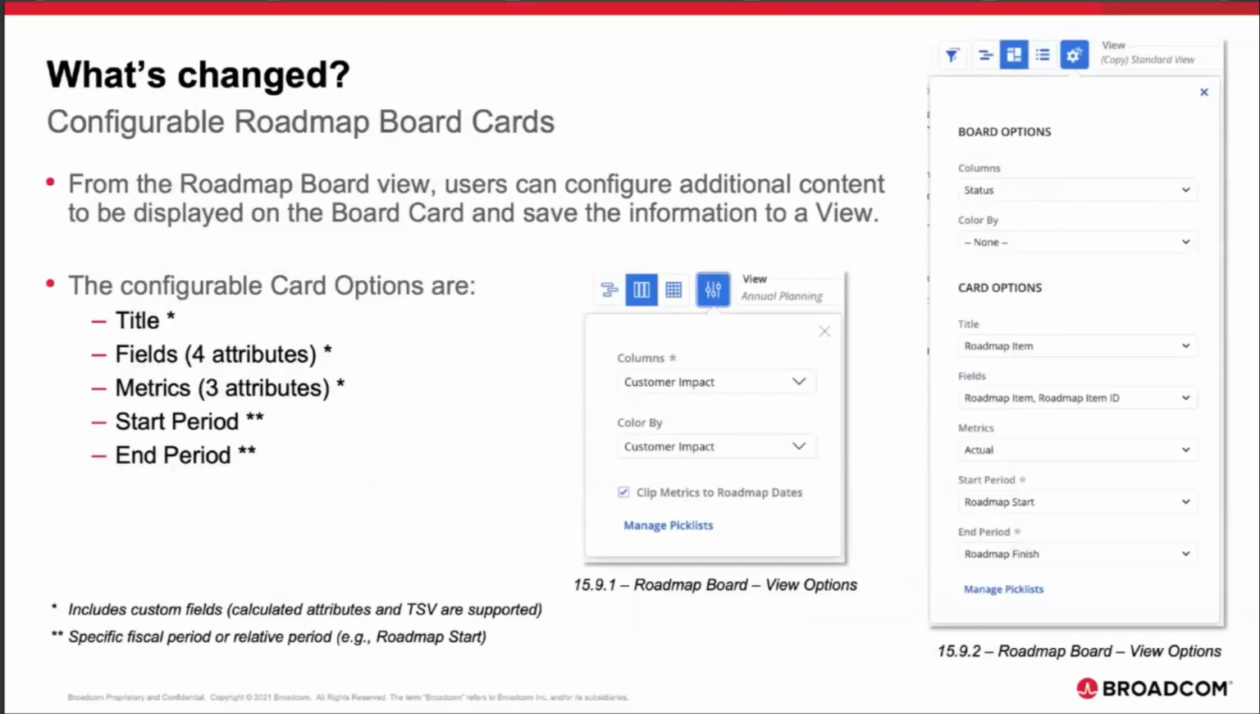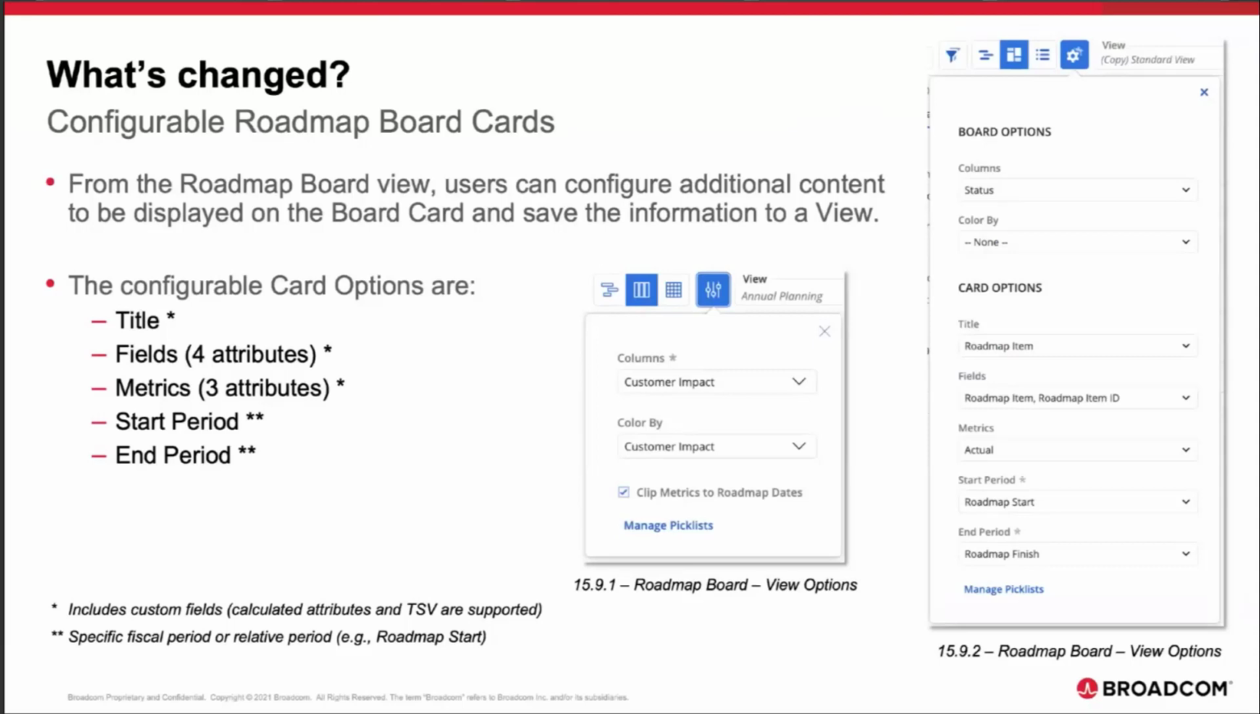Roadmap board cards are now configurable, which is consistent with other boards used throughout Clarity. In 15.9.1, roadmap board card configuration was really restricted or limited to naming the columns and choosing the color scheme. In this release, 15.9.2, roadmap board card configuration is endless. The configurable card options include the title, the fields, where you have 4 attributes you can put there, metrics, where you can put 3 attributes, and then of course the start and end period.